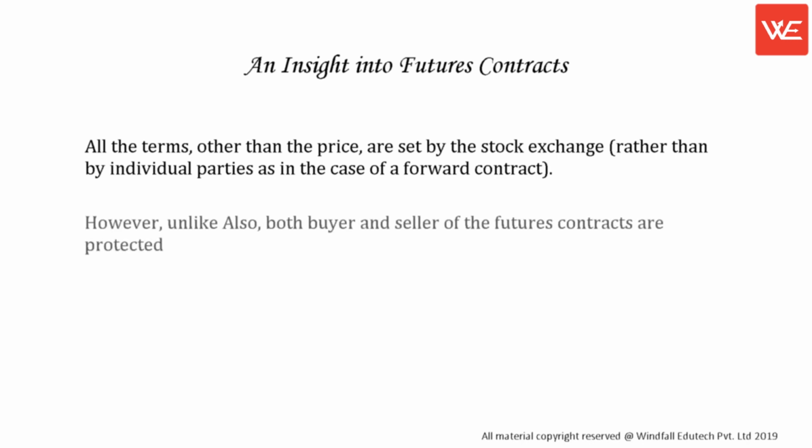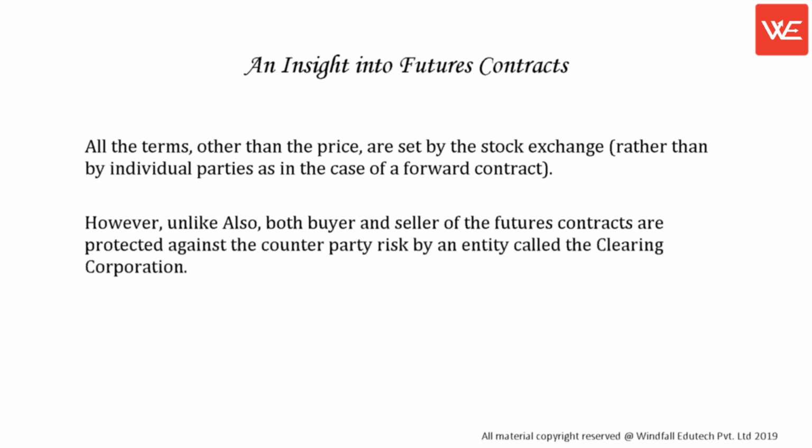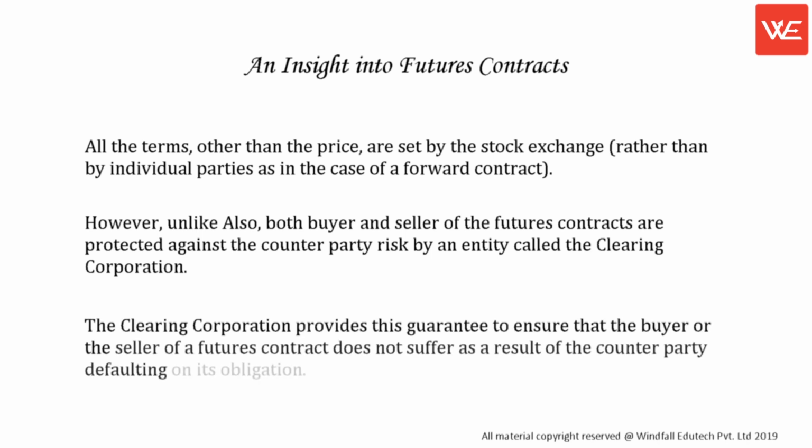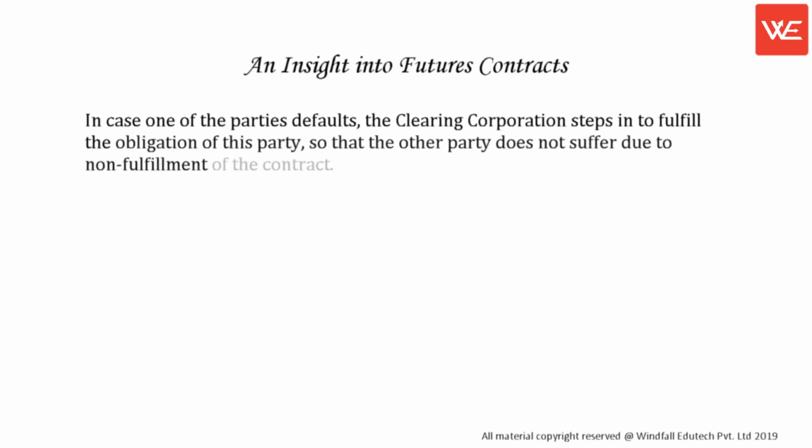However, both buyer and seller of the futures contracts are protected against the counterparty risk by an entity called the clearing corporation. The clearing corporation provides this guarantee to ensure that the buyer or the seller of a futures contract does not suffer as a result of the counterparty defaulting on its obligation. In case one of the parties defaults, the clearing corporation steps in to fulfill the obligation of this party, so that the other party does not suffer due to non-fulfillment of the contract.